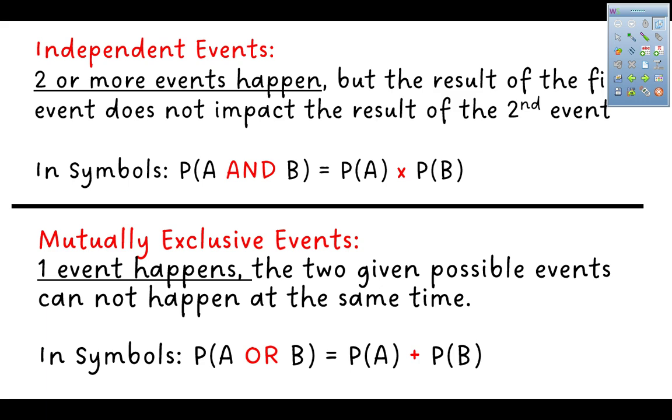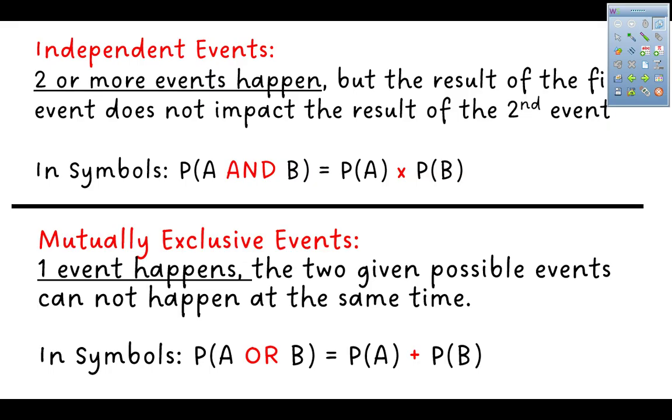Mutually exclusive event, only one of them is going to happen. Not only is one of them going to happen, but the 2 different events don't have anything in common, right? There's nothing that could happen in the first event that could also be something in the second event. Now I'm going to add them.